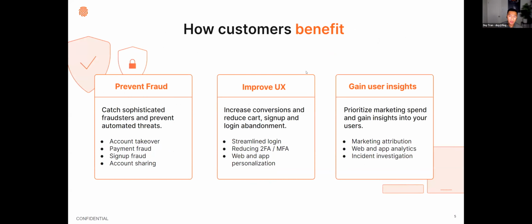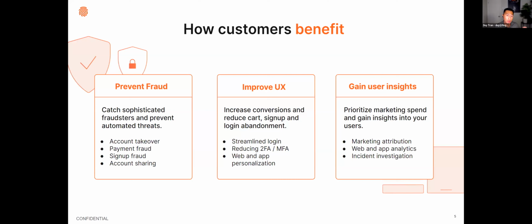So how do customers benefit? There's three buckets of use cases that we see customer projects fall into. When we look at the actual use case itself, there's probably a couple dozen, but they fall into these three buckets. So the first one is to prevent fraud, right? If I can catch a sophisticated fraudster, I can prevent them from these automated threats. So this is account takeover, payment fraud, sign up fraud, account sharing. There's a much longer list, but think about that. Someone comes to my web property, they do something, they come back, I can detect that, prevent them, right? And high accuracy allows me to do that consistently over and over again.